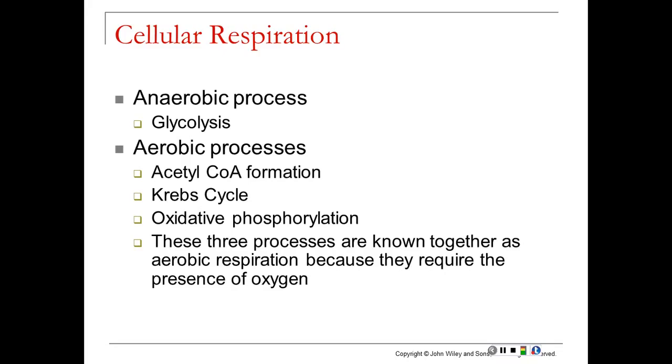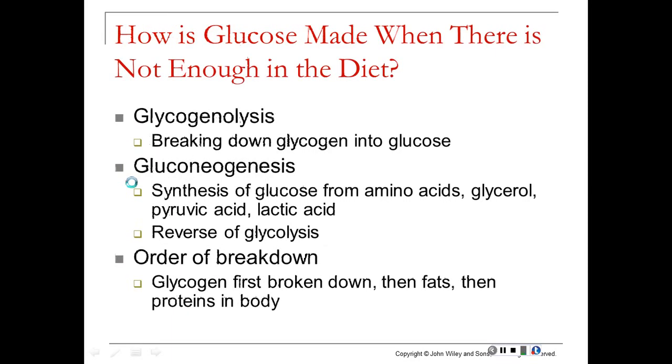The Krebs cycle will produce FADH and NADH. FADH and NADH will go into oxidative phosphorylation. And the final electron acceptor in oxidative phosphorylation is oxygen to create water. All of these aerobic processes will not occur if oxygen is not present.